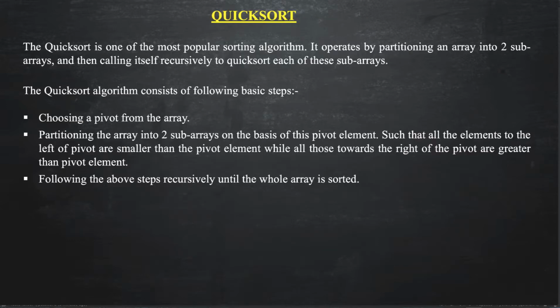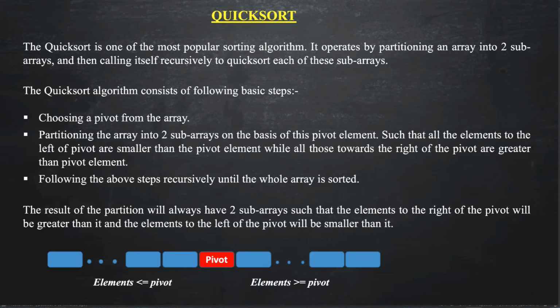So let's now look at an actual example. What we are going to do is, again, choose the first element as a pivot, then partition the array into two subarrays so that elements which are less than or equal to pivot will be on the left side of the pivot, and elements which are greater or equal to pivot will be on the right side.